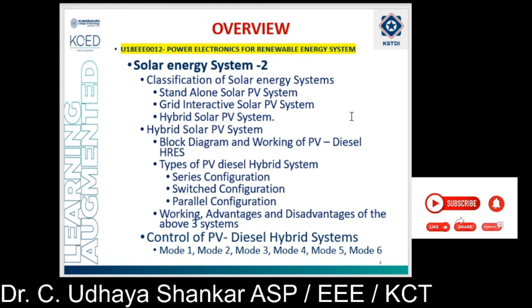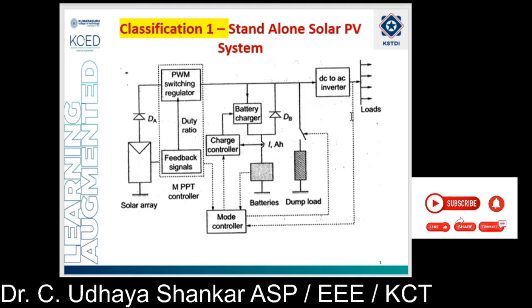As you know, there are three types in the classification of solar energy systems: the standalone solar PV system, the grid interactive solar PV system, and the hybrid solar PV system. Now let us discuss them one by one in detail. First we will discuss the standalone solar PV system.